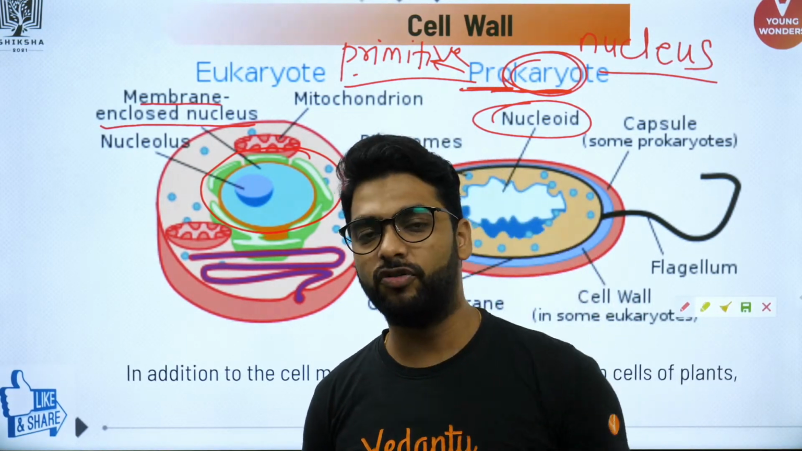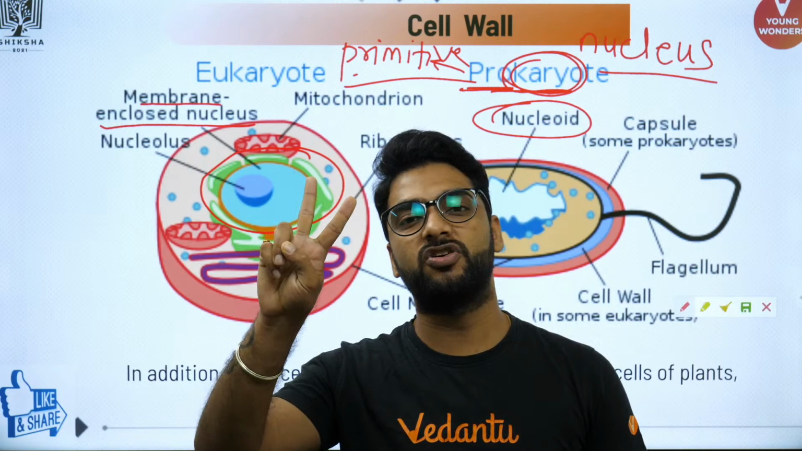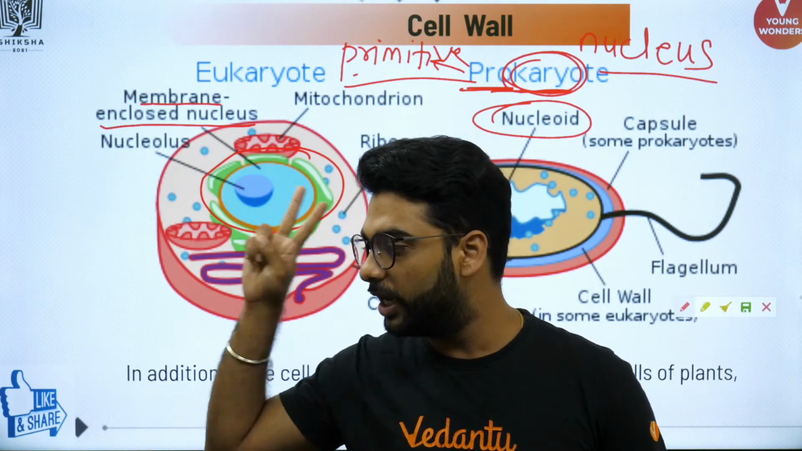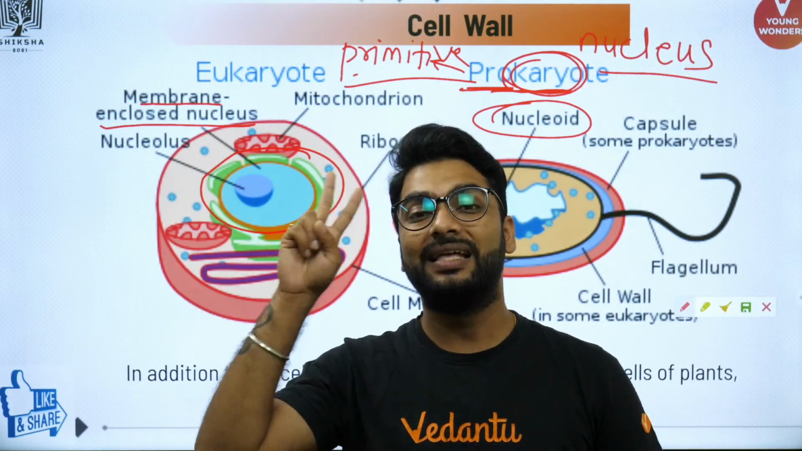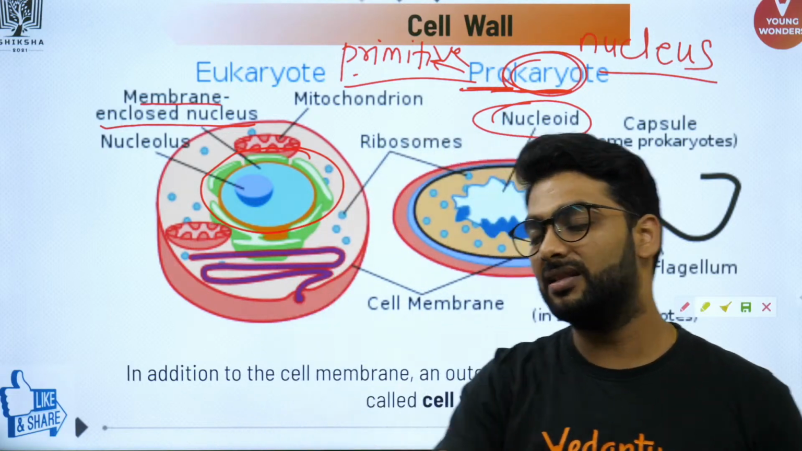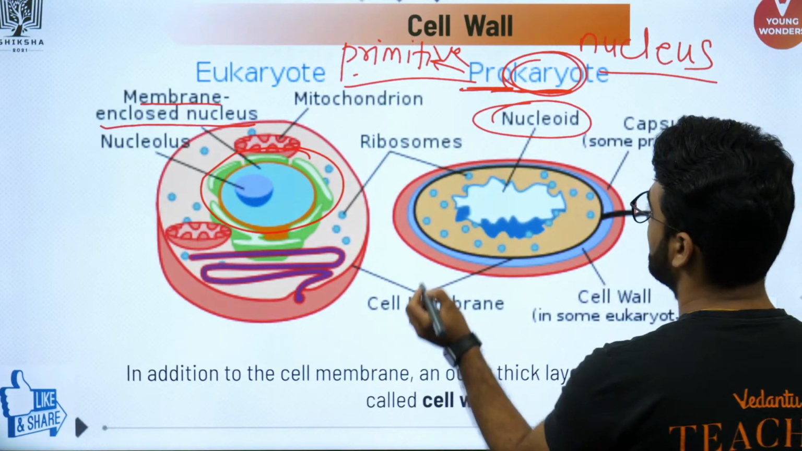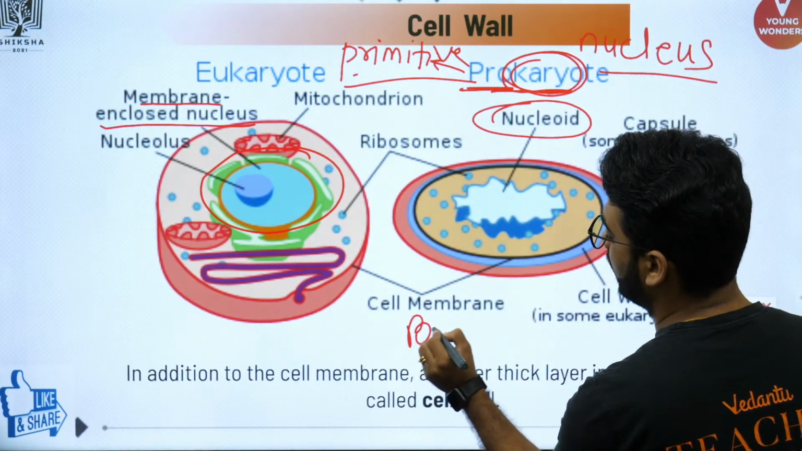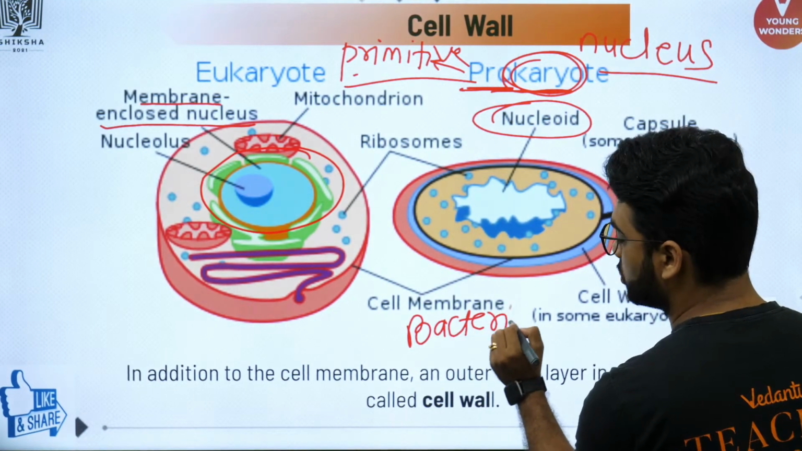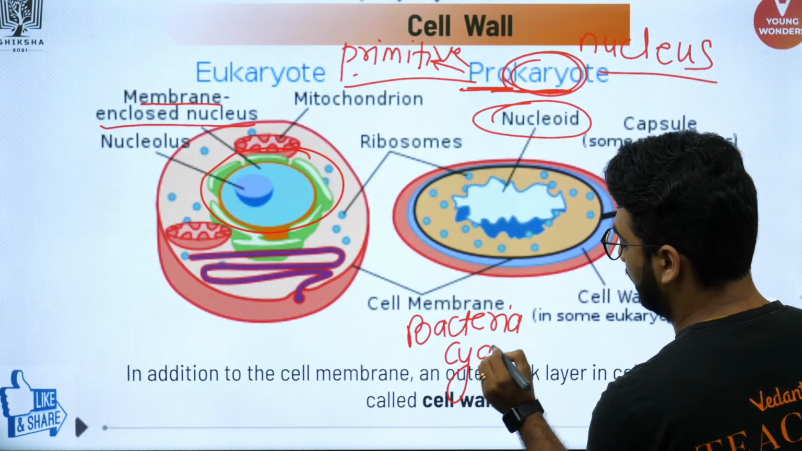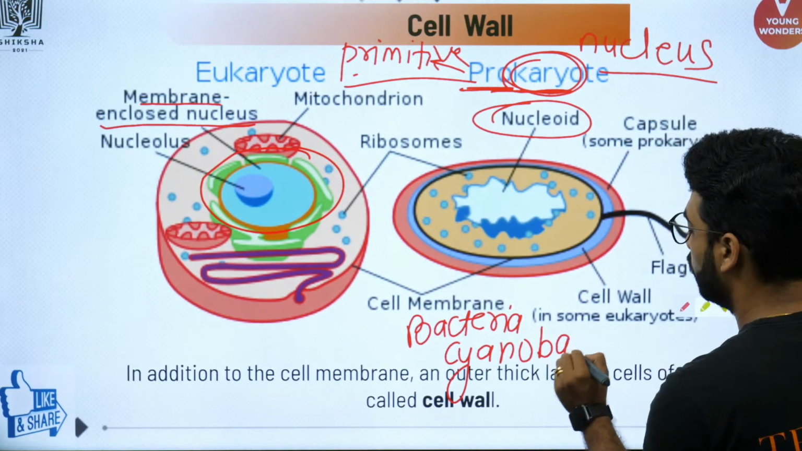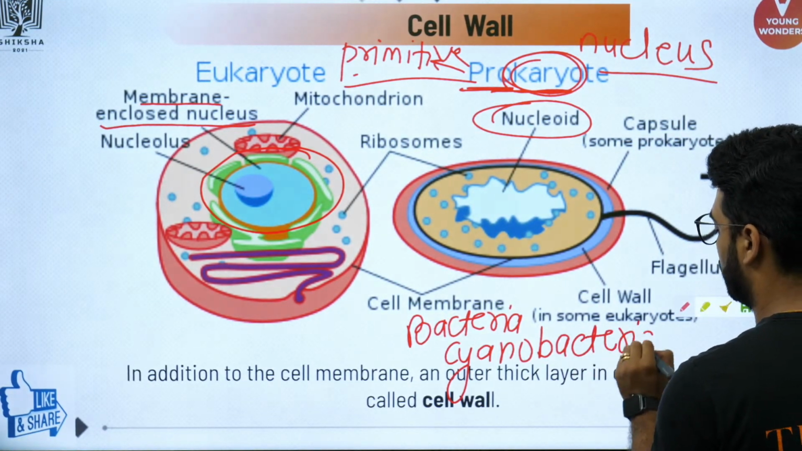One very good thing for you is that there are only two examples of prokaryotic cells, that is bacteria and blue-green algae. Blue-green algae is also called cyanobacteria. These are the only two examples of prokaryotic cells.